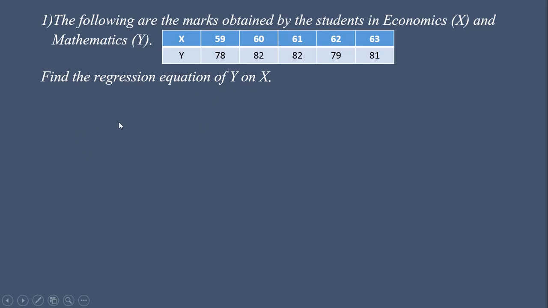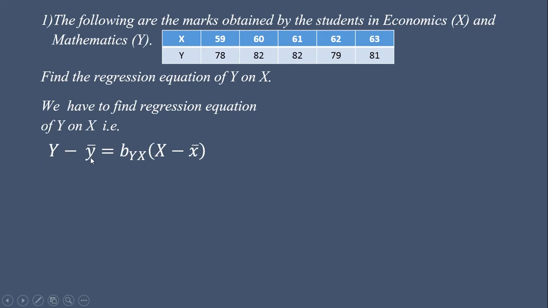Now we know the regression equation of y on x. We start from that equation: y minus y bar is equal to byx into bracket x minus x bar. In this equation, if we know the value of y bar, byx and x bar, we can write the equation. Now if we observe the values of x and y, it is not possible orally to find squares of values of x, and it is not possible to find orally the product xy.